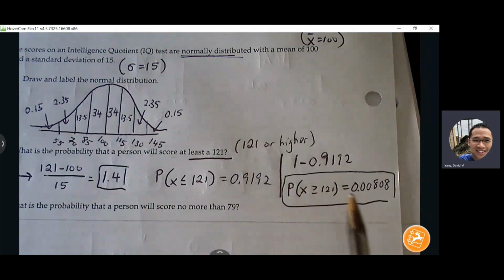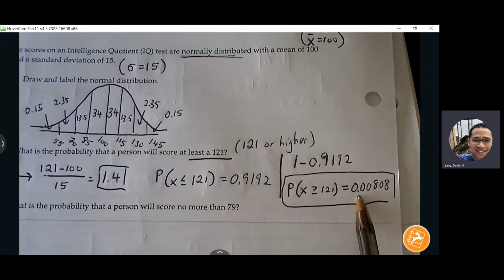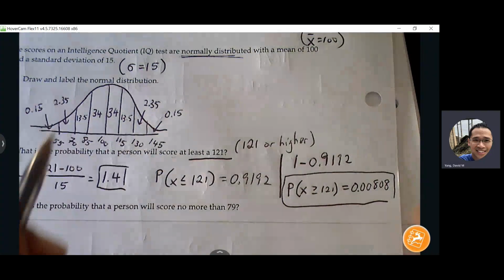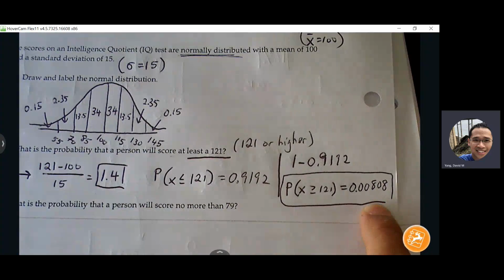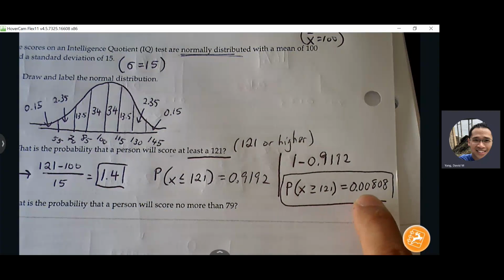Now understand that this is the probability. But if I want to find the percentage, I know it's not asking for the percentage. If I were asking for the percentage of the students who scored above 121, what would that percentage be?